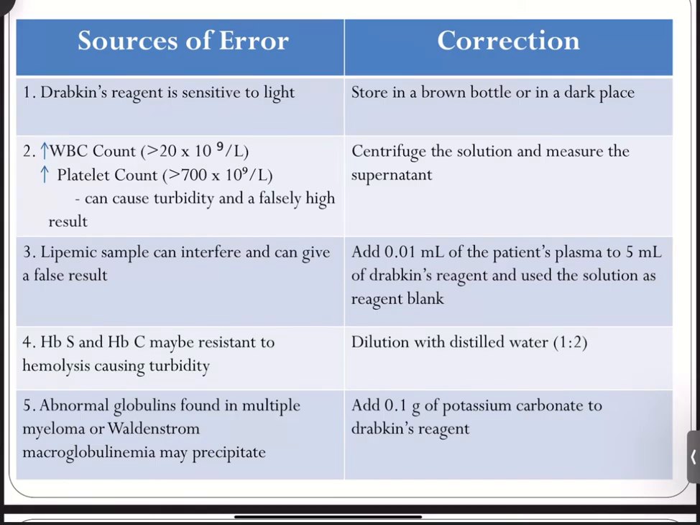Then abnormal globins found in multiple myeloma or Waldenstrom macroglobulinemia may precipitate. No? Precipitate can also cause turbidity in your sample, thus causing increased hemoglobin content in the reading using your spectrophotometry. Okay? Correction for this is to add 0.1 gram of potassium carbonate to the Drabkin's reagent to release, to solubilize those abnormal globins found in that sample.